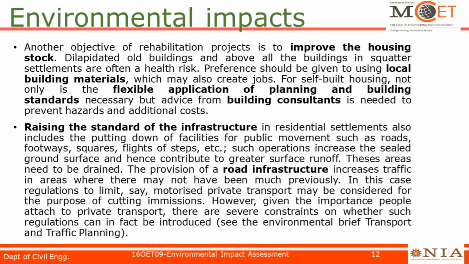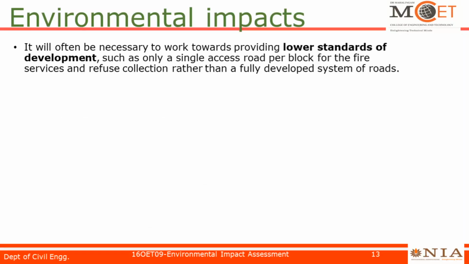The provision of a road infrastructure increases traffic in areas where there may not have been much previously. In this case, regulations to limit, say, motorized private transport may be considered for the purpose of cutting emissions. However, given the importance people attach to private transport, there are several constraints on whether such regulations can in fact be introduced. So it's very difficult to introduce these things because people use cars, motorbikes, and so on. So we cannot stop them.